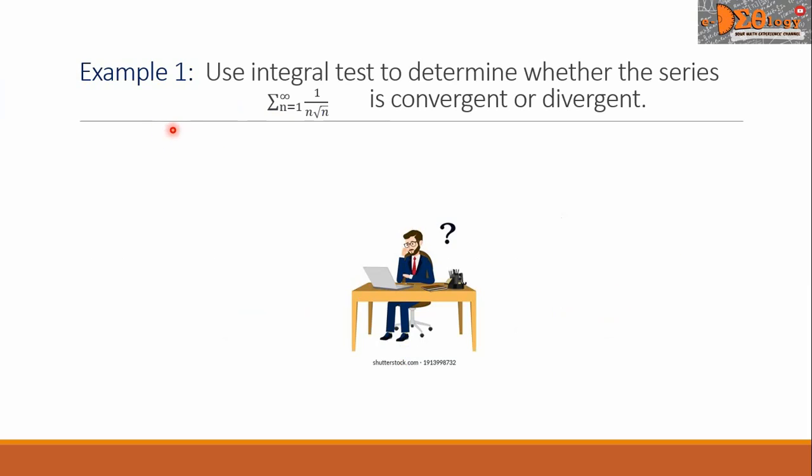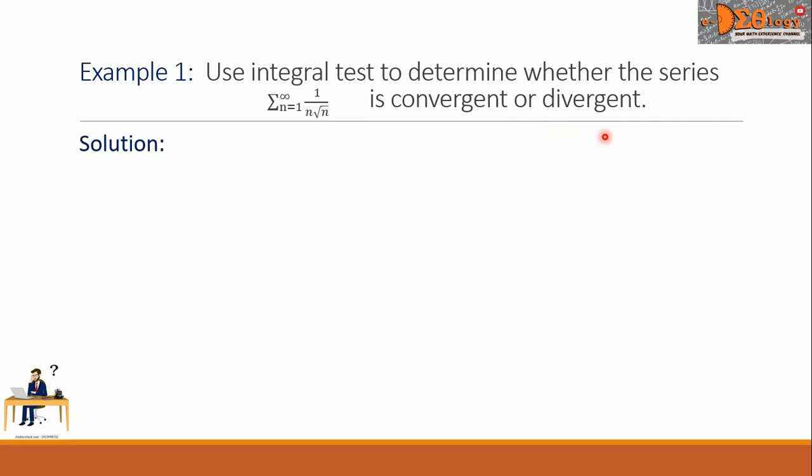Let's have example 1. Use integral test to determine whether the series summation from n equals 1 up to infinity of 1 all over n times square root of n is convergent or divergent. Our a sub n here is equal to the fraction 1 over n times square root of n. This is the function with respect to n, or f of n.